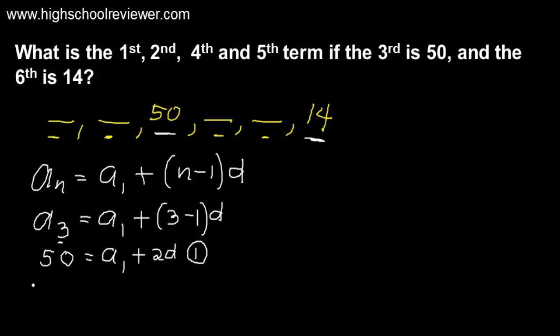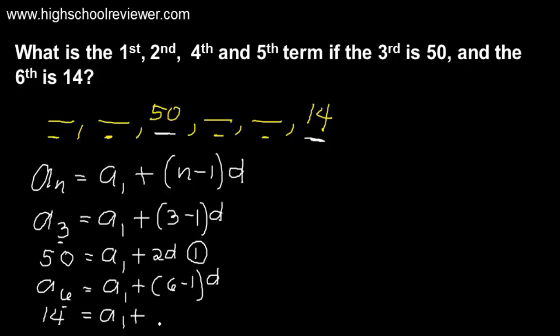And for our sixth term, we have a sub 6 equals a sub 1 plus 6 minus 1 multiplied by d. The value for a sub 6 here is positive 14. This will be equal to a sub 1 plus 6 minus 1, that is 5, multiplied by d, which is 5d. We will call this equation 2.